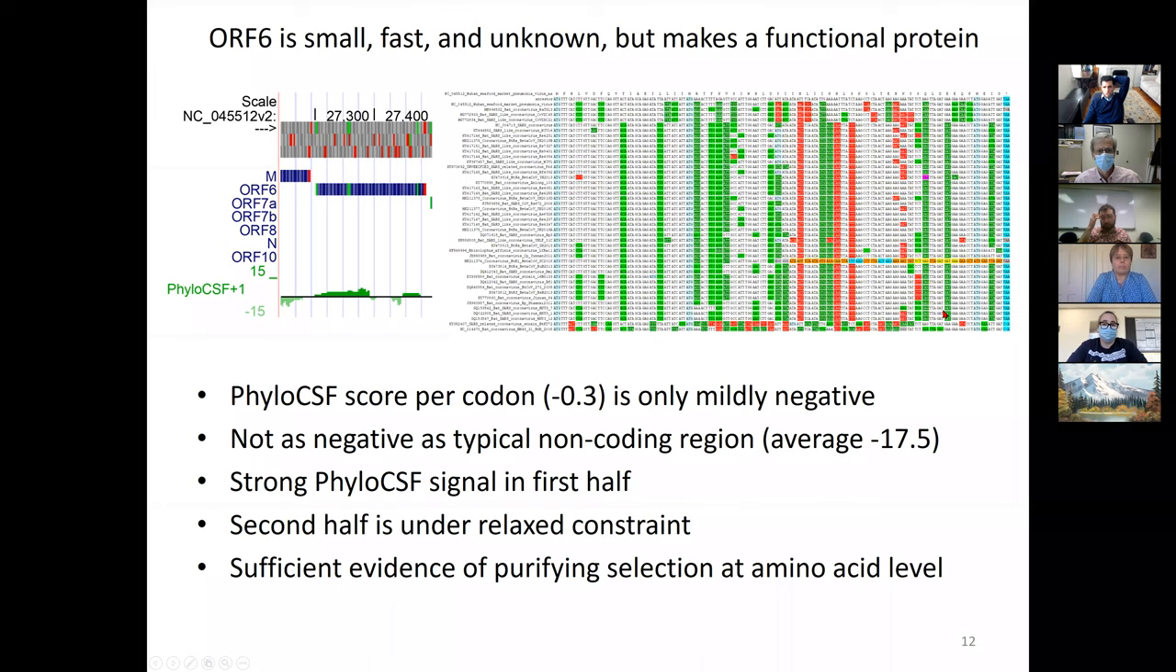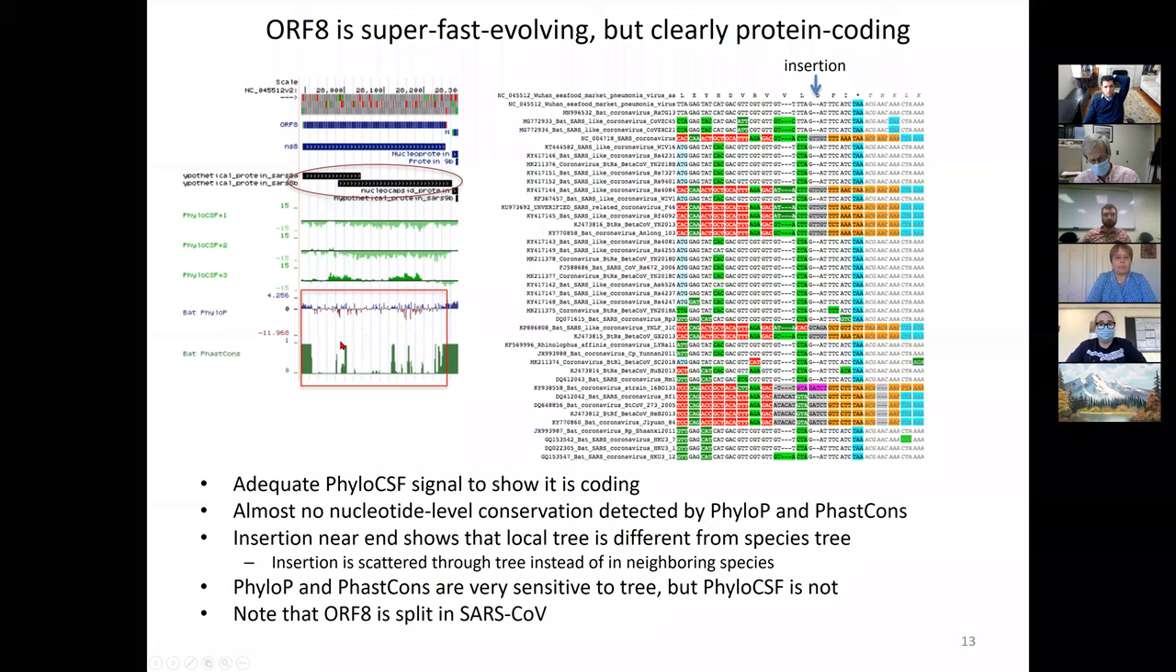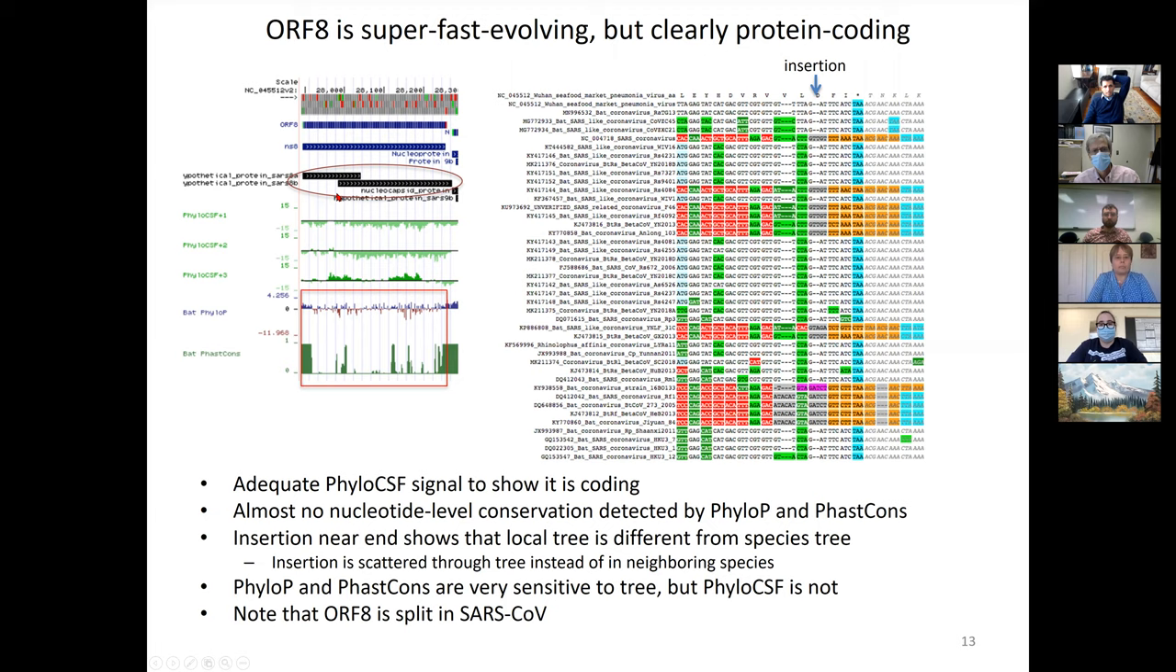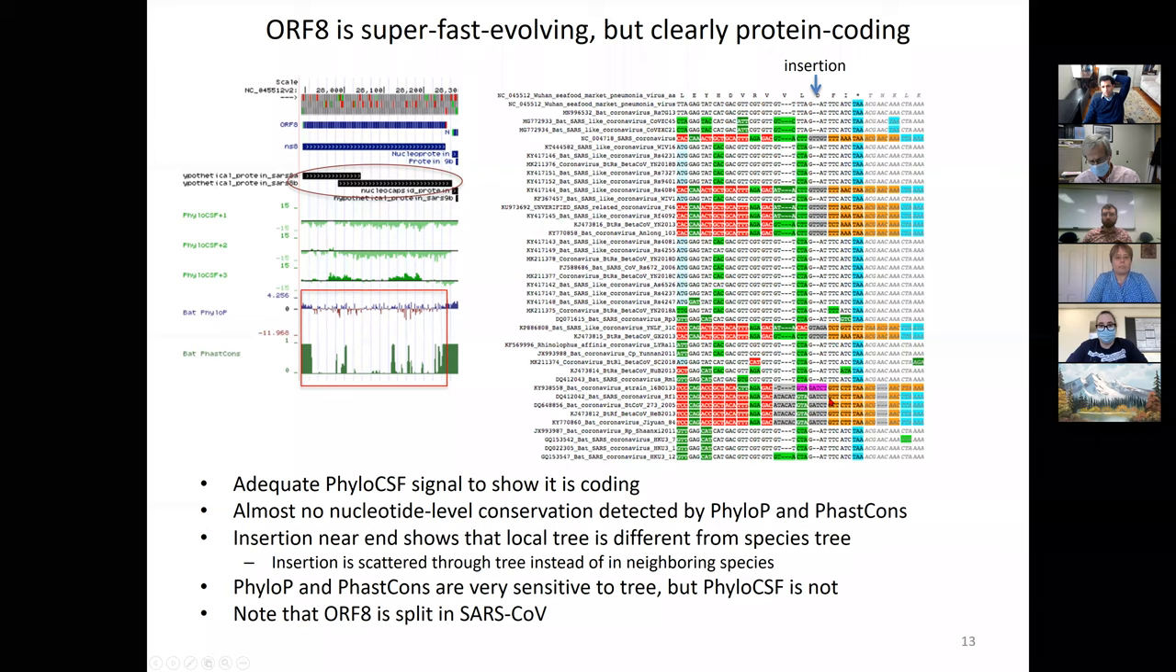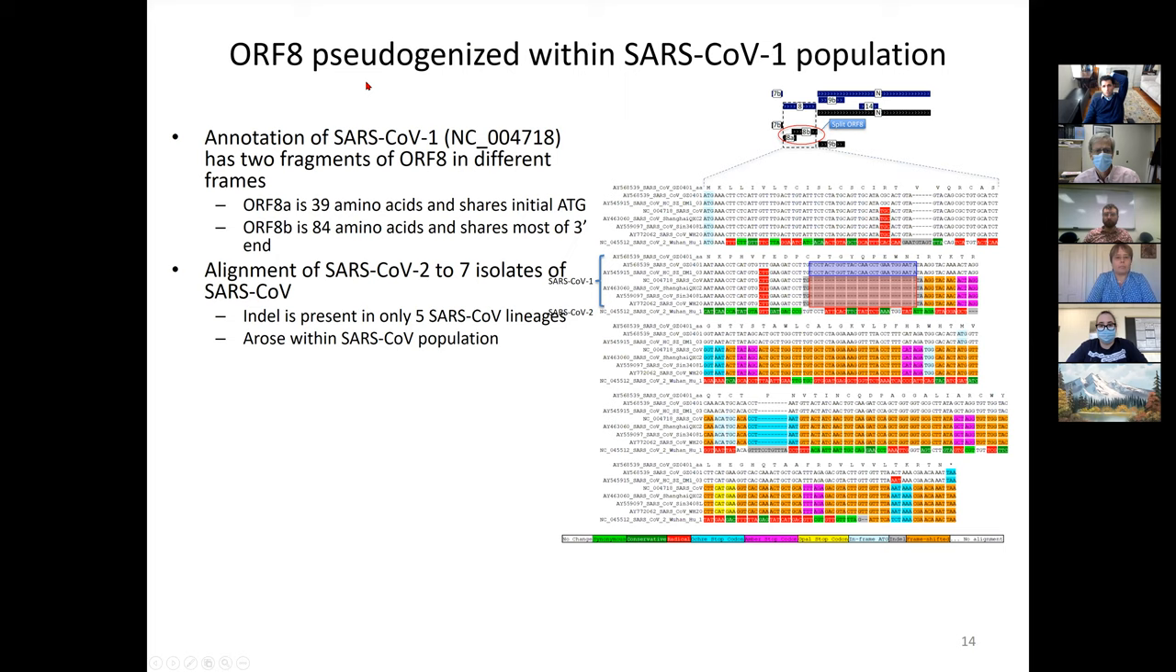If you look at ORF8, it is super fast evolving. You see here that it has almost no protein coding conservation, but you can see that it's in fact very cleanly protein coding, and in fact that has an additional insertion in some of the species, but not these species. ORF8 also was pseudogenized within the SARS-CoV-1 population. So I think this was a well-documented event that happened during the SARS-2003 pandemic, where there was this gain of this region that basically caused that ORF to be split into two.